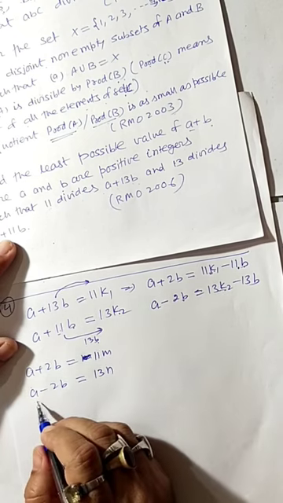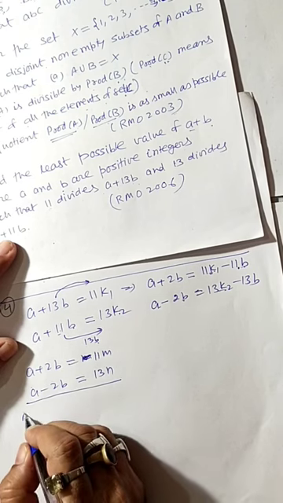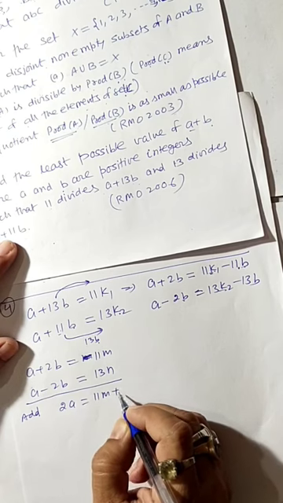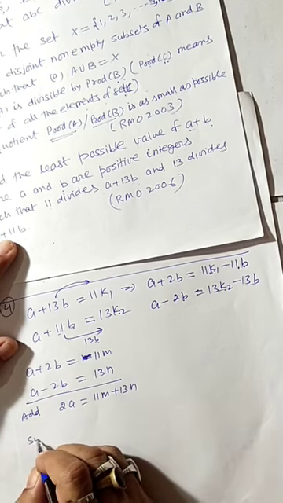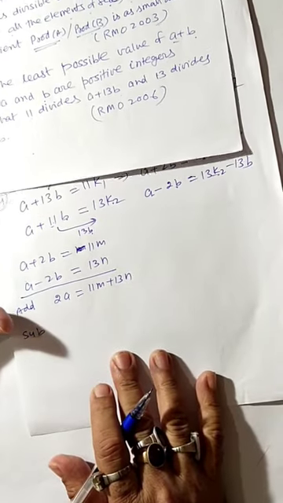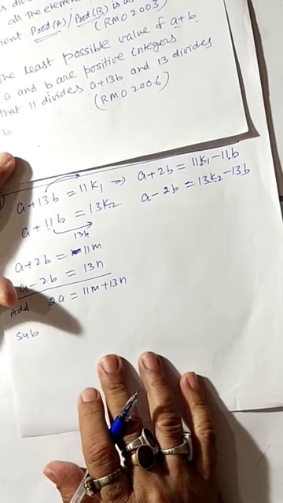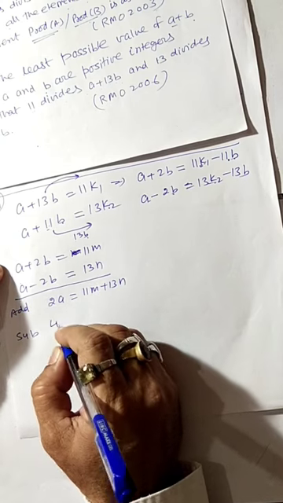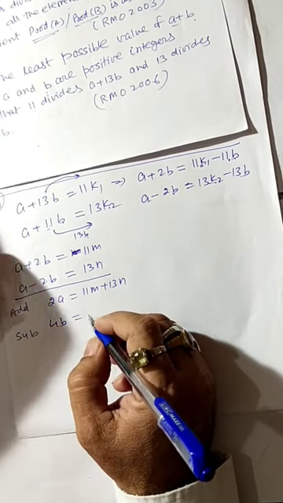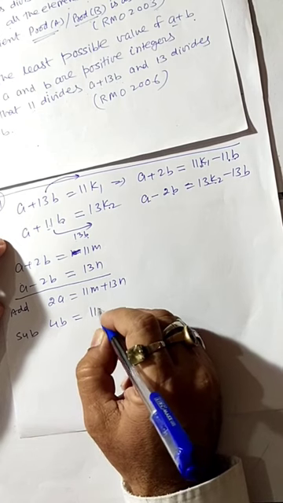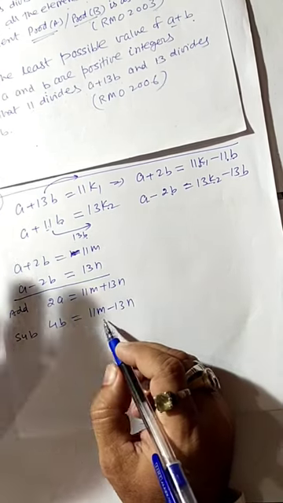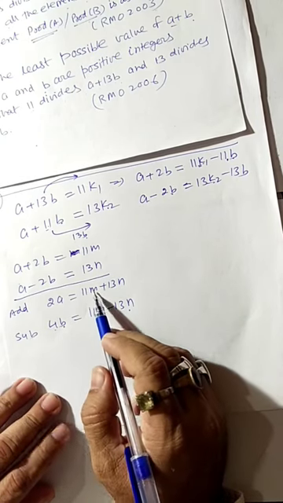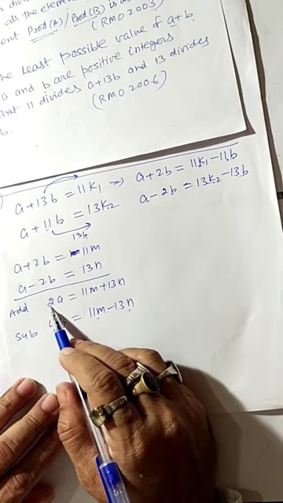Now do one thing. First you add both of them, then subtract. First you add both of them. So you get 2A equal to 11M plus 13N. Now subtract both of them. So we get here 4B equal to 11M minus 13N. Now 11M minus 13N should be a multiple of 4, and 11M plus 13N should be a multiple of 2.